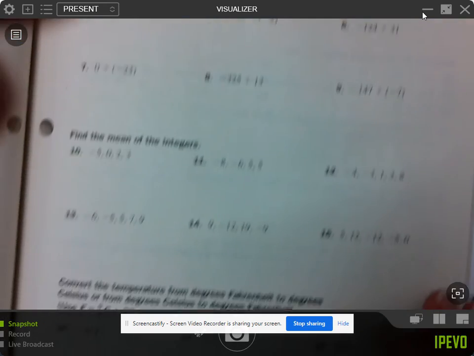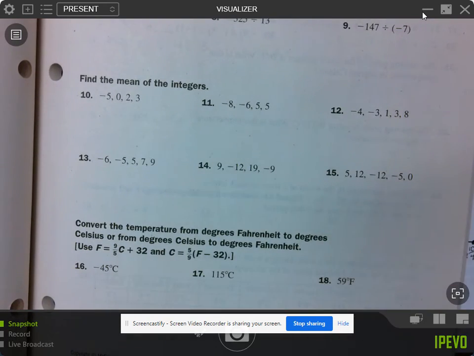Our next set of problems says find the mean of the integers. What do I have to do to find our mean, Tristan? First, you have to put them in order. To find the mean, does it matter the order? No. That's when we're looking for the mode and the median. You have to add all of them up and then divide them by the number of integers.